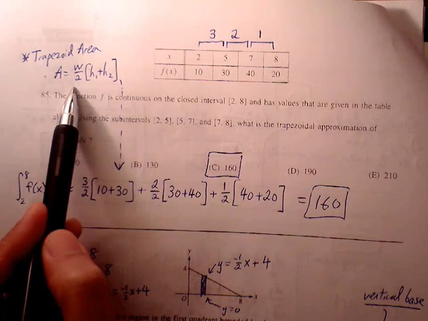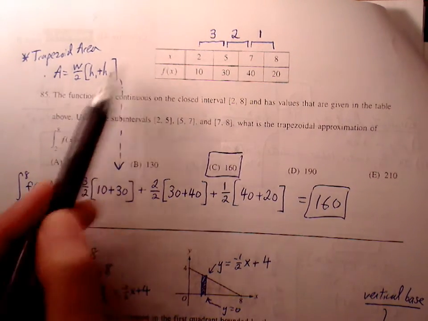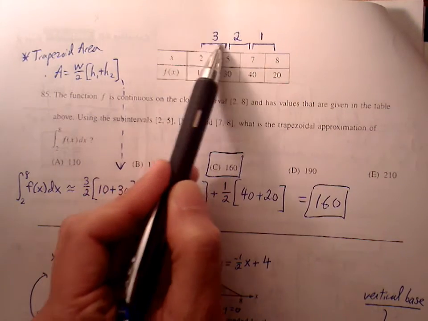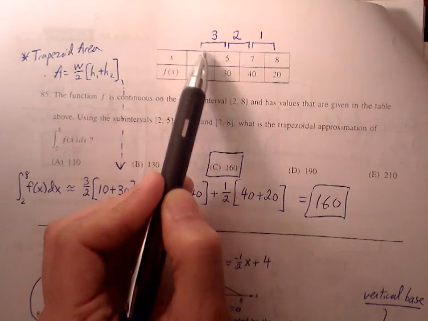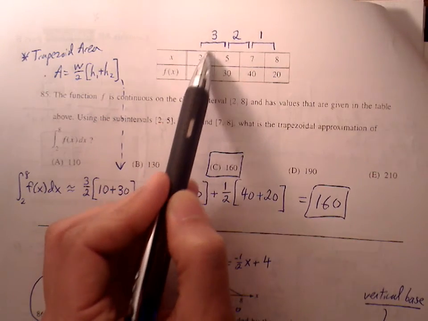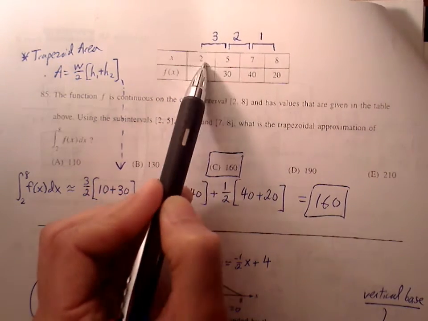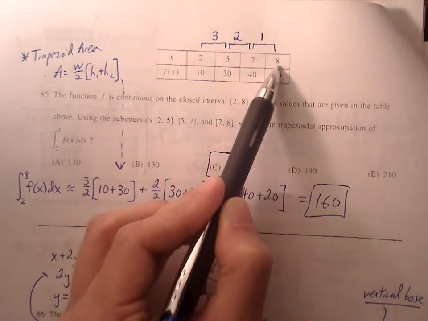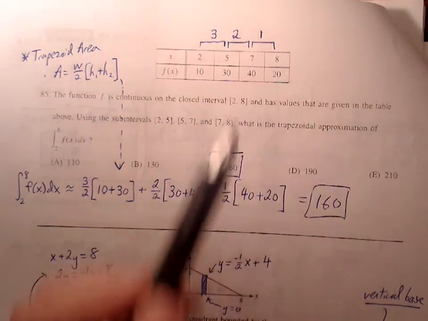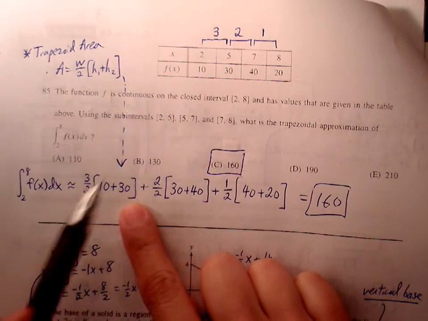Each area of a trapezoid is width over 2 times h1 plus h2. So I'm going to first identify each of the subintervals there. And the difference between the x values will give me the width of each subinterval. So 5 minus 2, that's a width of 3. 7 minus 5, that's a width of 2. 8 minus 7, that's a width of 1. So piece by piece, I'm going to put into my formula here.